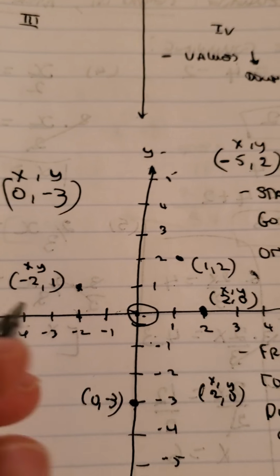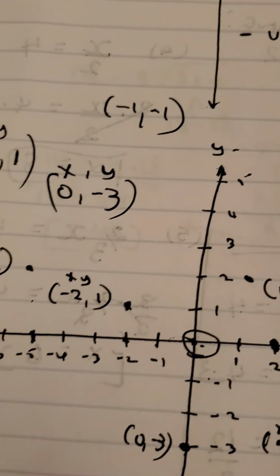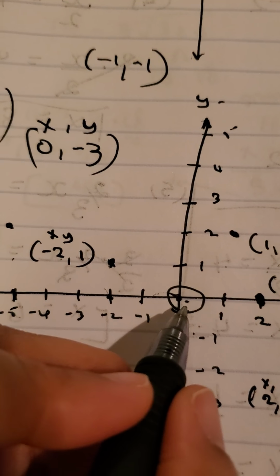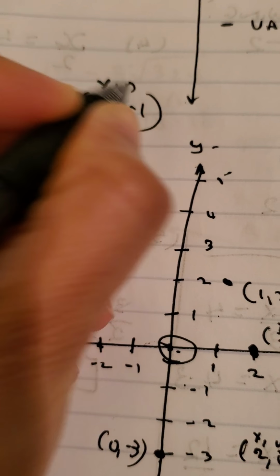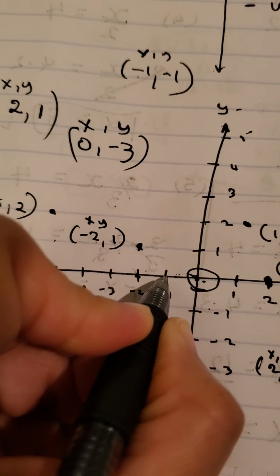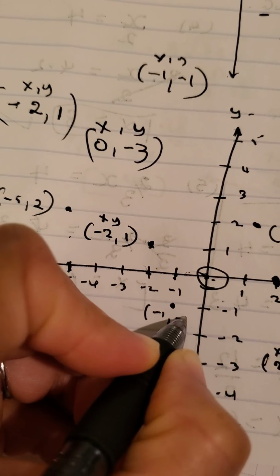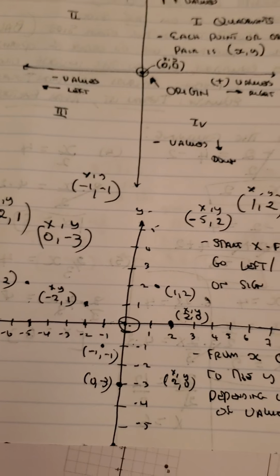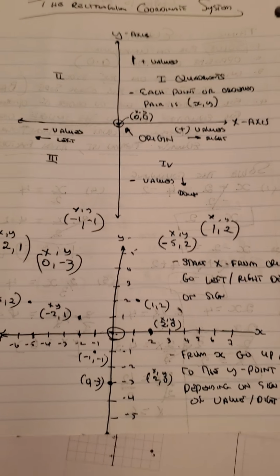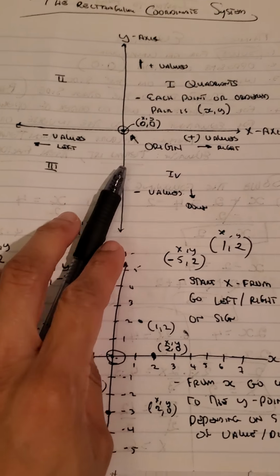Let's just plot one more point. Let's say I want to plot negative 1, negative 1. It means I go to the left. That's my x, that's my y. I go to the left 1 place, and then from there I go down 1, boom. So that's my negative 1, negative 1. All right, and that's it for the rectangular coordinate system at the pre-algebra, introductory algebra level.